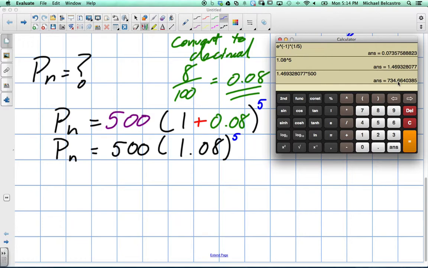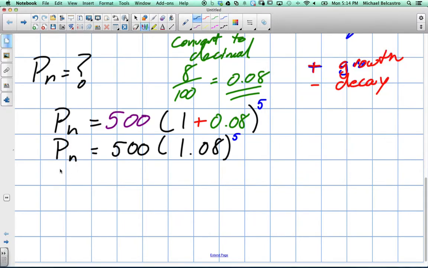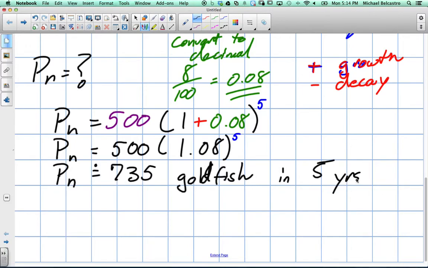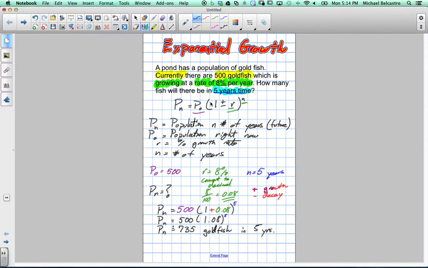734.6. So we'll round up because it's goldfish, and we don't have 0.6 of a goldfish. So we're going to say 735. Our future amount should be approximately 735 goldfish, and remember, it's in 5 years. So really all it is, is figuring out what's our starting amount, what's our rate of growth, how many years, and we just plug it into the formula, follow BEDMAS, and it'll tell us our future amount.